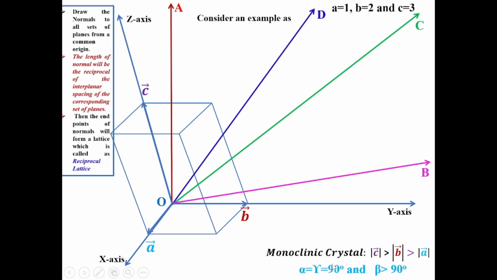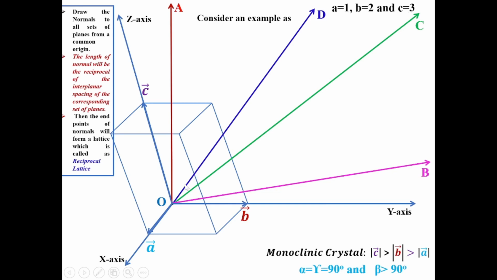For example, we consider the monoclinic crystal structure, but the values of C, B and A we consider like this: C greater than B greater than A. Here we consider C as 3 centimeter, B as 2 centimeter and A as 1 centimeter. It is easy to understand, easy to locate the reciprocal lattice. We consider this example: the lengths of A, B and C are 1, 2, 3.